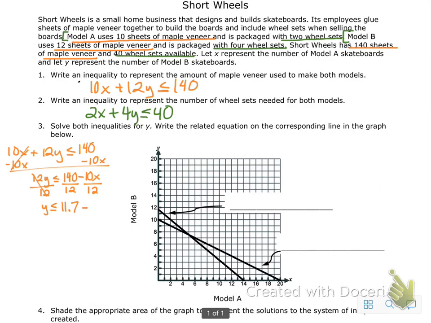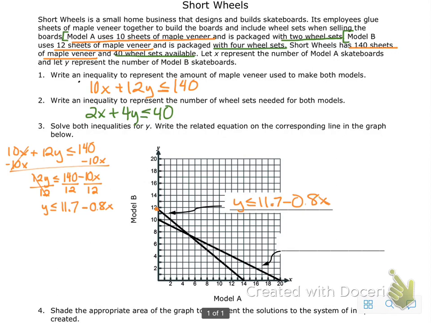Okay, and with real life situations, it's perfectly fine to use decimals. Negative 10 over 12 gives us 0.8x. So of the 2 equations, we're looking for a y-intercept of 11.7 and a slope of negative 0.8. Well, this line right here has a point at almost 12. So that's going to be our line. Y is less than or equal to 11.7 minus 0.8x.